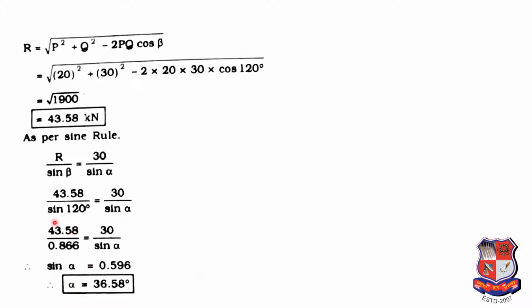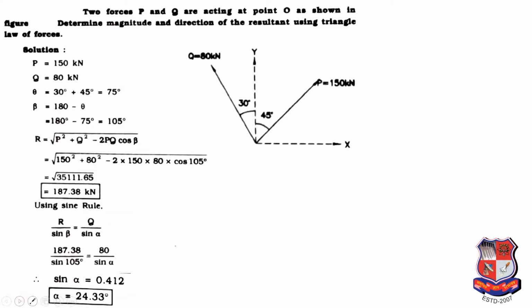So here sine alpha will be there. Okay. So after simplifying that, sine alpha will be 0.596. So alpha will be sine inverse 0.596. Okay. So if you go for the simplification in calculator, then alpha will be 36.58 degree. Okay. So in that case, whatever we have to find, we have already calculated. Now we will go for one more example.